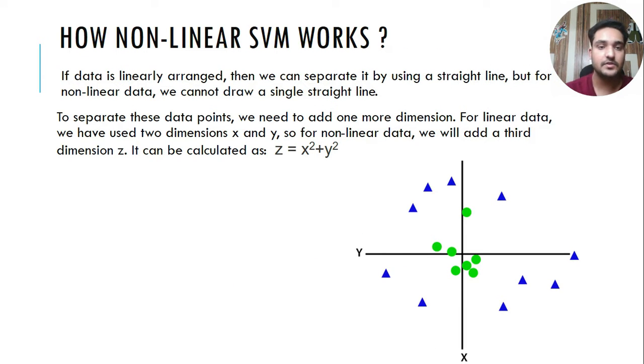This is an example of non-linear SVM where the data is non-linearly separable. As you can see, it is mixed. The green data is confined near the center, near the origin, whereas the blue is scattered all over. So this is a problem where we cannot divide it by a straight line.